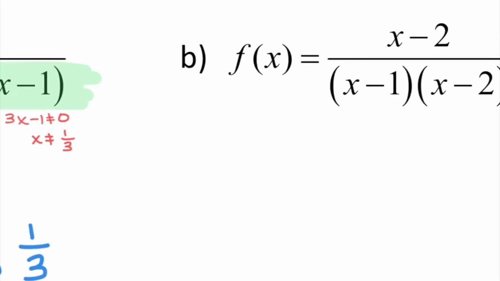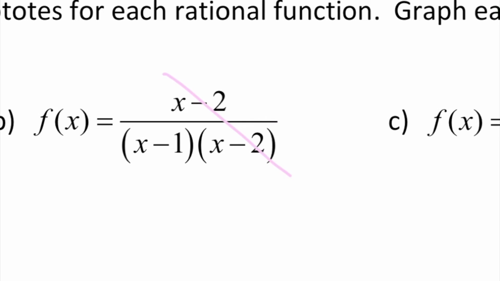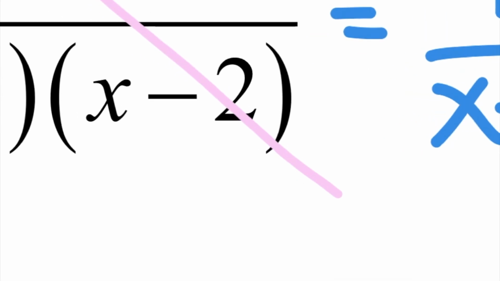Now notice in letter B that your factor of x minus 2 in the bottom cancels with the entire numerator. And so that simplified expression can be rewritten as 1 over x minus 1. What that also means is that x equals 2 is the location of a hole.